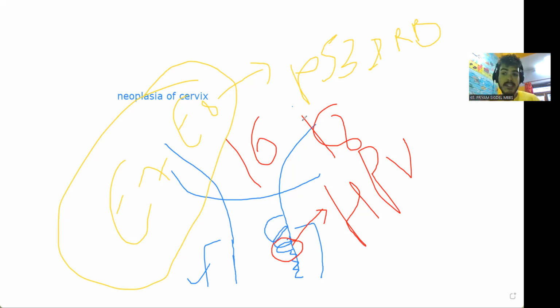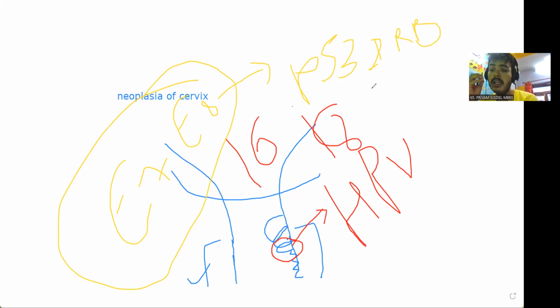So type 16 and 18 are the most important, and they are responsible for secreting proteins like E7 and E8, and these proteins are responsible for the inactivation of retinoblastoma and P53. Actually, type 16 is for P53 and type 18 is for retinoblastoma. Remember, P53 and retinoblastoma are tumor suppressor genes. Now, what are tumor suppressor genes? This is a component of your neoplasia. I would like to recap a little bit.